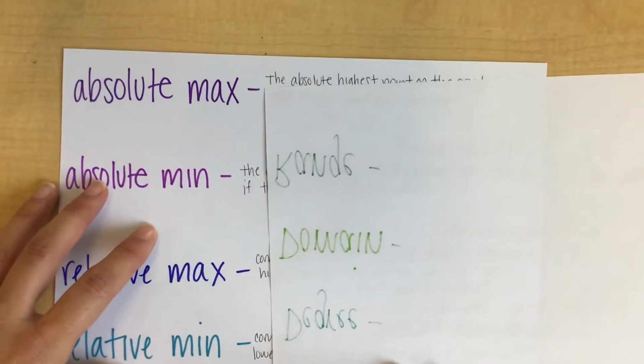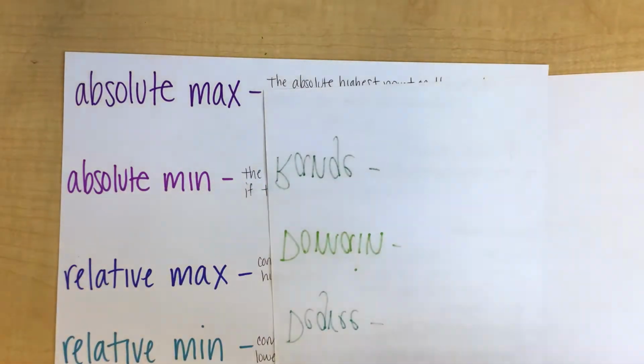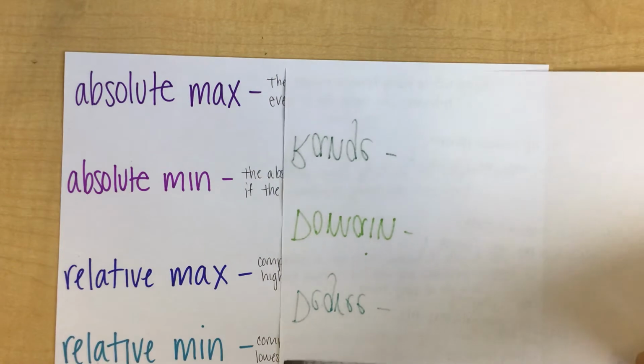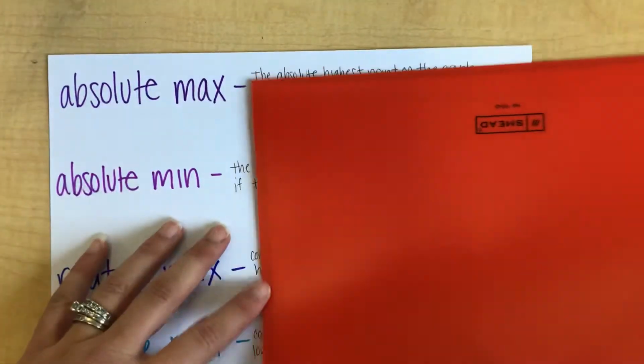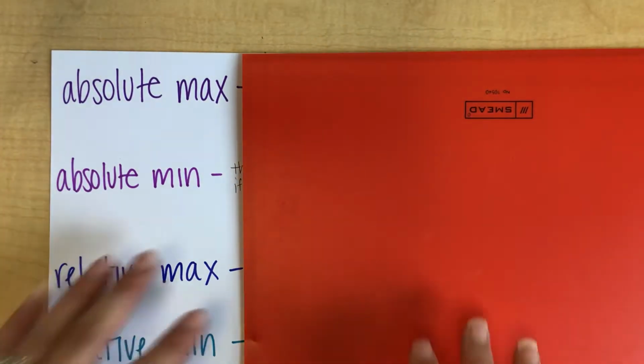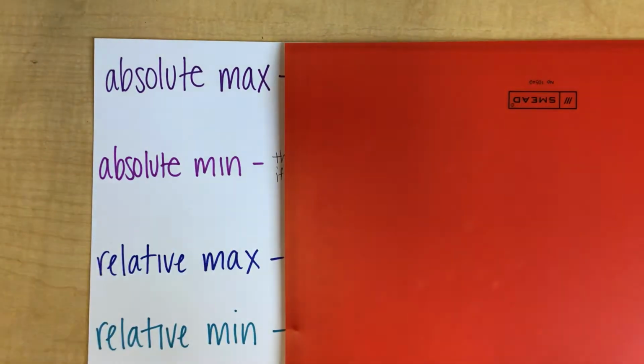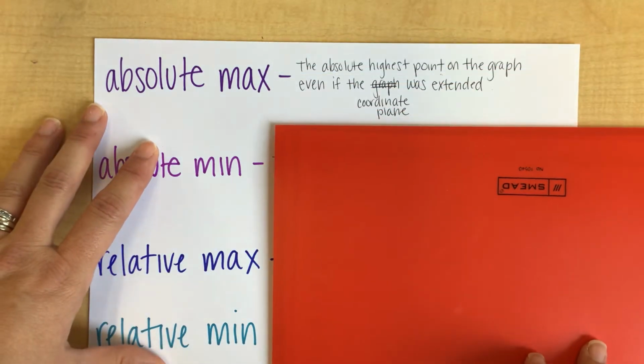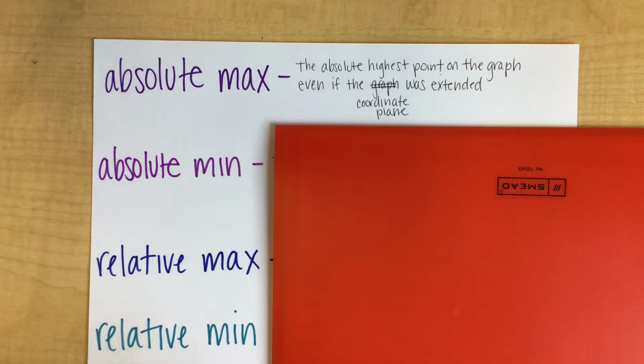All right, our next ones. So we have absolute max, absolute min, relative max, and relative min, okay? They're pretty much what they sound like. When I say something is absolute, that means it's the absolute, like that is it, right? So when we're talking about absolute max, we're talking about the absolute highest point on the graph, even if the coordinate plane was extended. Even if I could have a coordinate plane that was as big as a classroom, no matter what, that would be the highest point.